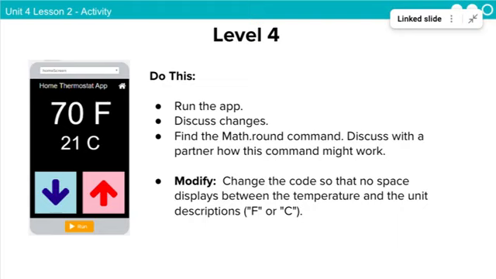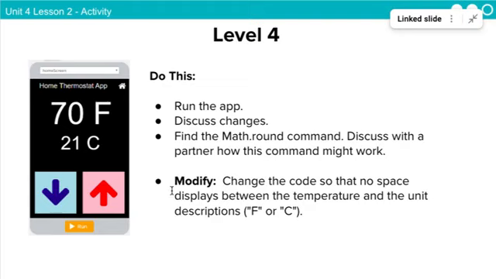So for the next level of this investigation, level 4, I want you to run the app and talk about the changes in your journal. You're going to write a sentence or 2 about the changes, and then you're going to find the math.round command, and you're going to, in your journal, tell me how it might work.